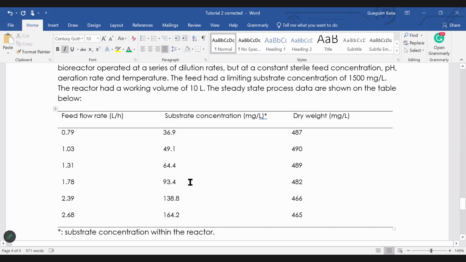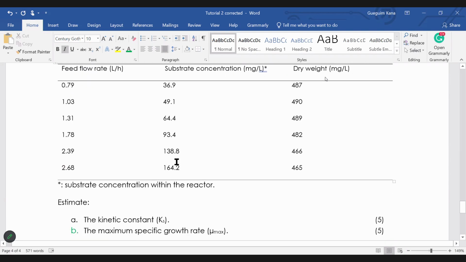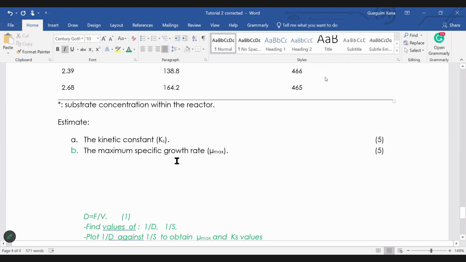The idea is for you to have a look at this set of data. You have the feed flow rate, the substrate concentration corresponding to each flow rate, and the cell biomass corresponding to each flow rate. The question presented to you was to find the Ks value, the kinetic constant, as well as the maximum specific growth rate in this system.